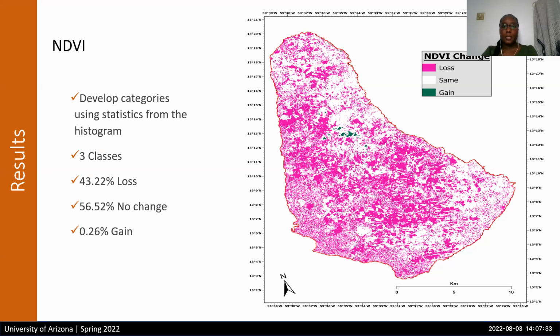Now, using the statistics from the histogram, which showed that the data was normally distributed, 3 classes were used to determine the vegetation loss and gain during the 8-year period. From these statistics, 43% of the island had vegetation loss, with 57% experiencing no change in vegetation health. And there's just a very small area that showed vegetation growth, just about 0.26% of the island.